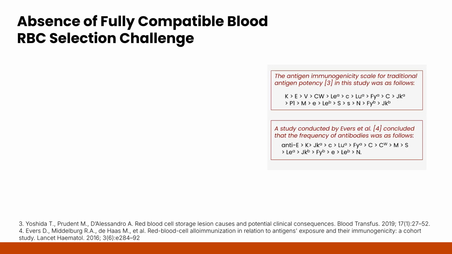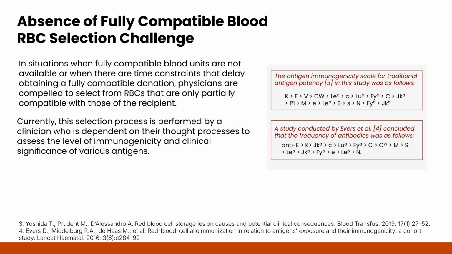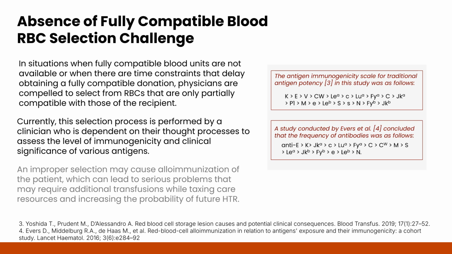Absence of fully compatible blood, RBC selection challenge. Another blood banking challenge is how to select red blood cells when fully compatible blood is not available. In situations when fully compatible blood units are not available, or when there are time constraints that delay obtaining a fully compatible donation, physicians are compelled to select from RBCs that are only partially compatible with those of the recipient. As practitioners know, it is difficult to choose the least immunologically dangerous RBC phenotypes from incompatible ones. Currently, this selection process is performed by a clinician who is dependent on their thought processes to assess the level of immunogenicity and clinical significance of various antigens. As a result, an improper selection may cause alloimmunization of the patient, which can lead to serious problems that may require additional transfusions while taxing care resources and increasing the probability of future HTR.